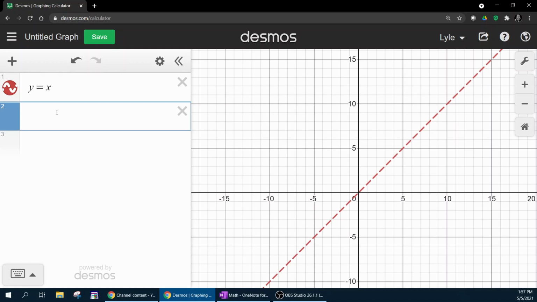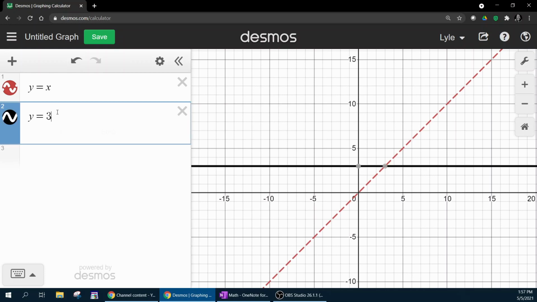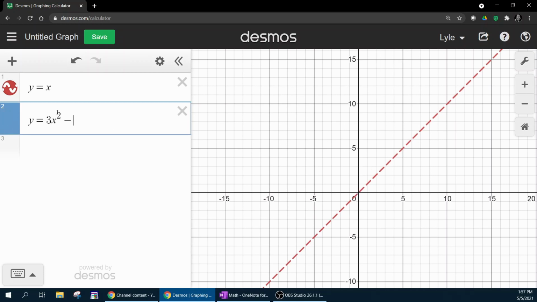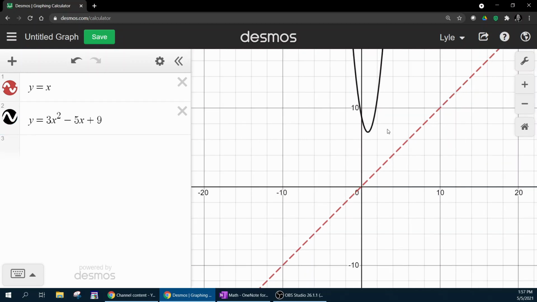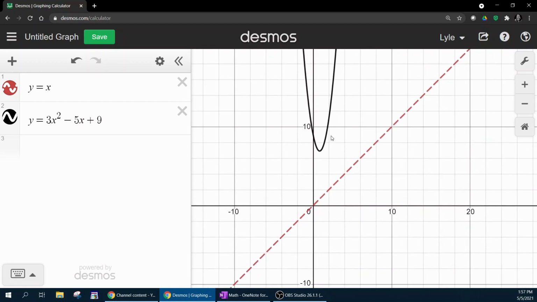The first thing I want to type in is the original equation. y equals 3x squared minus 5x plus 9. And remember I said it's a quadratic equation. There you can see that it makes a parabola opening up. So there's our parabola that corresponds to the quadratic.